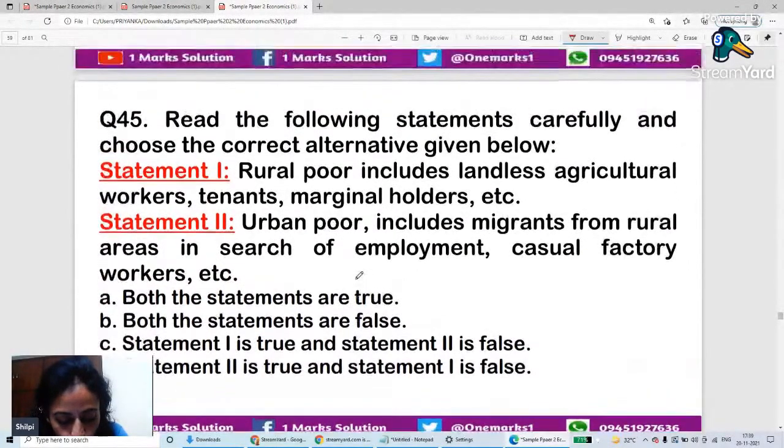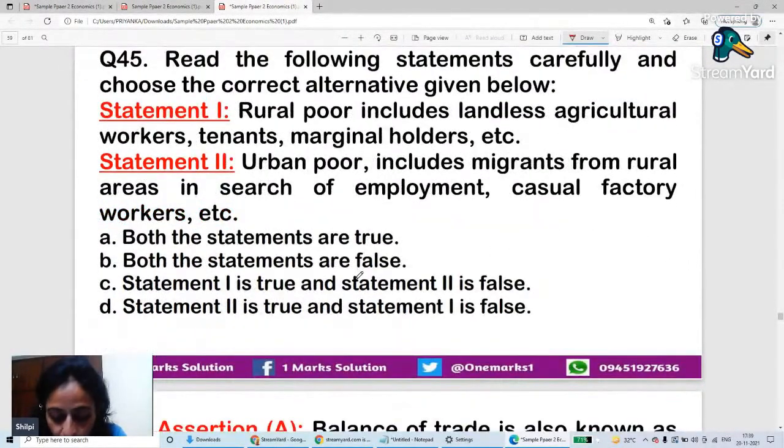Question number 45. Statement type question. Statement 1 says rural poor includes landless agricultural workers, tenants, marginal holders, etc. Yes, right. Who comes under the rural poor? The ones who are landless, or who have only small land holdings, or who are tenants. Tenants are those who work as hired labor on others' land, right? So this is true. Statement 2 says urban poor includes migrants from rural areas in search of employment, casual factory workers, etc. Yes, this is again true. So both the statements are true. We will go for option A in this.